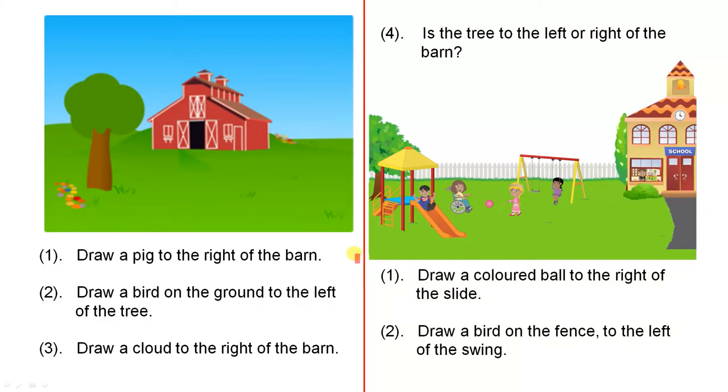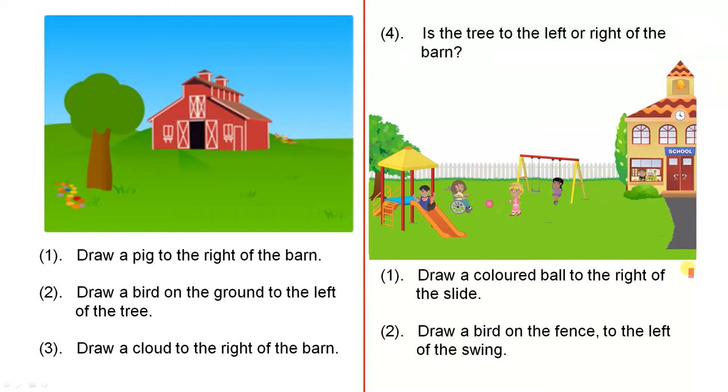Draw a pig to the right of the barn. Draw a bird on the ground to the left of the tree. Draw a cloud to the right of the barn. Is the tree to the left or right of the barn?